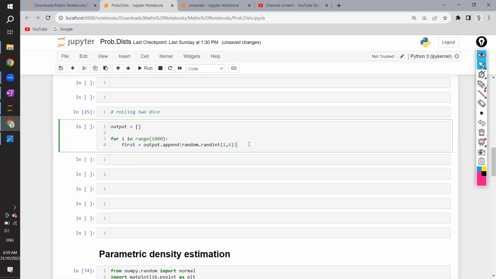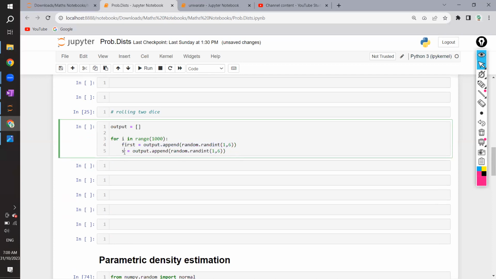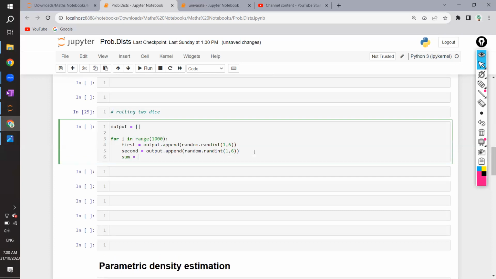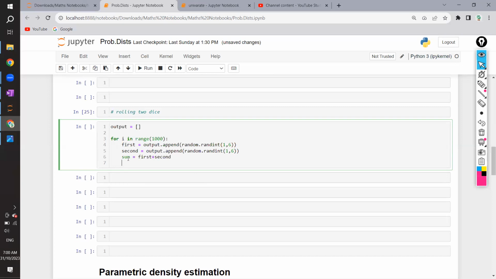Okay. And second equal to output dot append dot random. Okay. Now sum equal to first plus second. Okay. Sum is a keyword. See, try to understand, sum is a keyword. That's why it is highlighting in green color. So that means we cannot use the keyword. Okay, so you can go for sums.